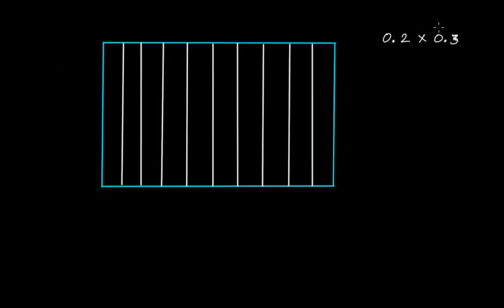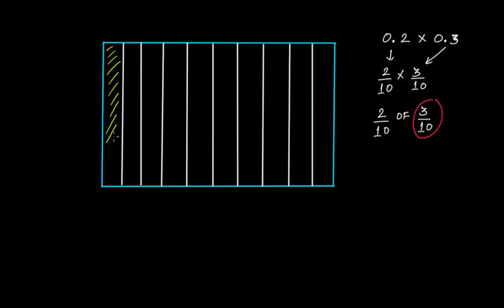Let's discuss this one. So this is 0.2 multiplied by 0.3. Now this 0.2 can be written as 2/10, and this 0.3 can be written as 3/10. Now what does this mean? It tells us that you have to take 2/10 of 3/10. First look at this fraction. What does 3/10 tell us? A whole has been divided into 10 equal parts, and you have to consider 3 parts.